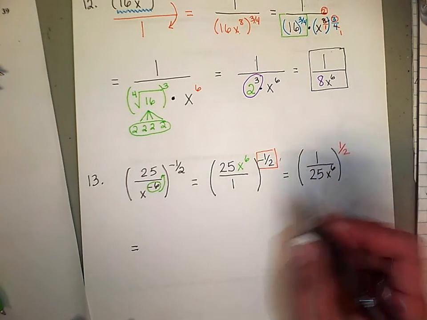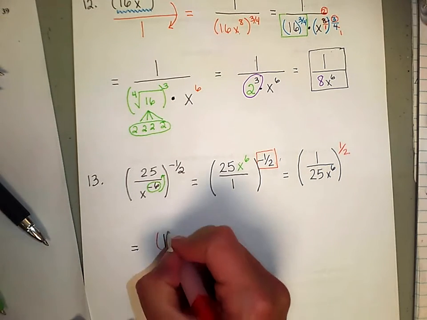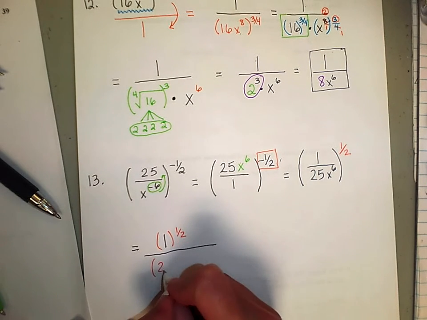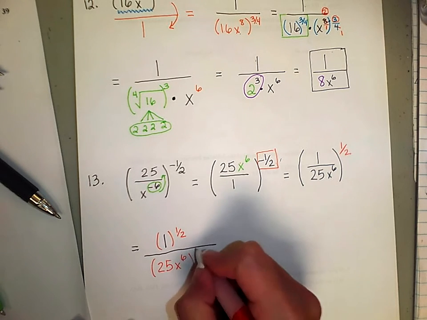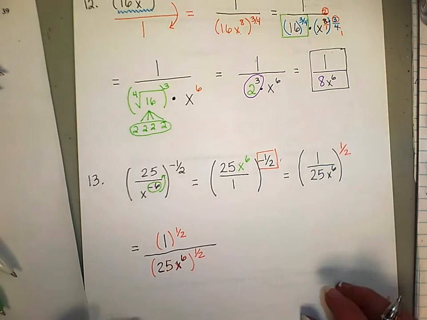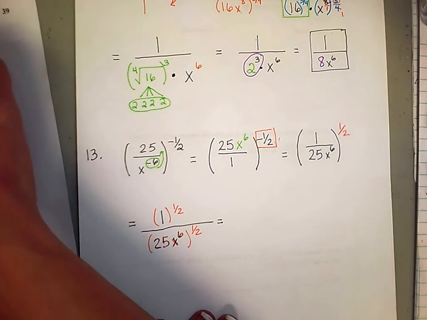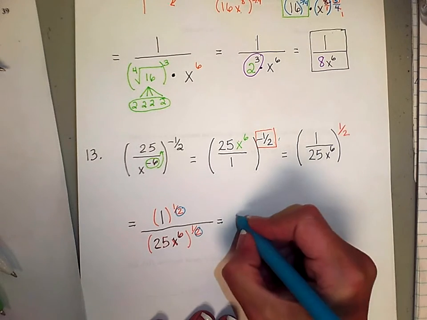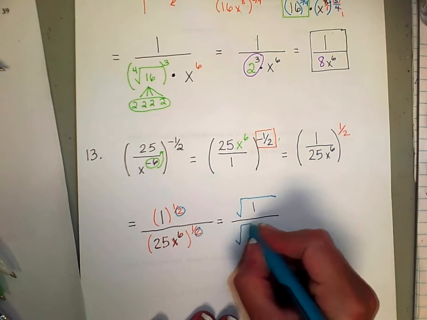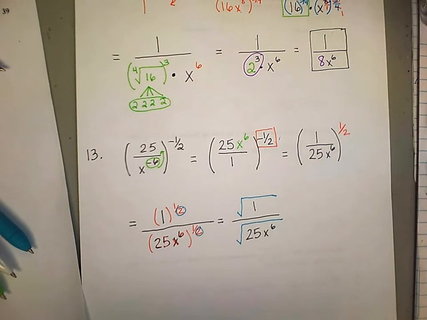Now let's apply, this is a quotient. So if a quotient is raised to a power, that's the same thing as taking the entire numerator and raising it to the power, and the entire denominator and raising that to the 1/2 power. And now we simplify. So the root here that I'm taking is going to be a square root. So this is the square root of 1 divided by the square root of 25x to the 6th.